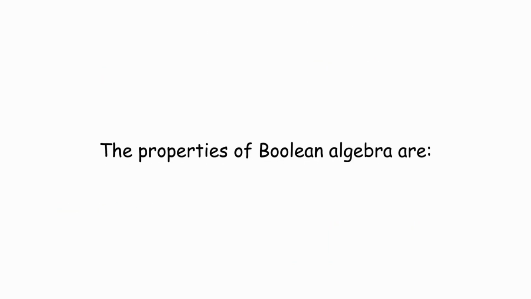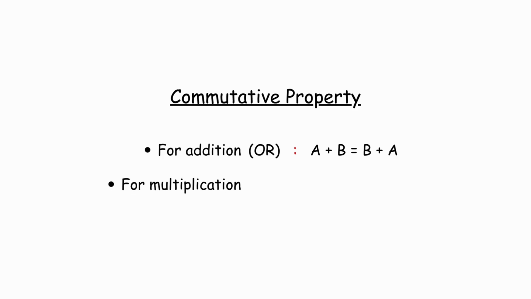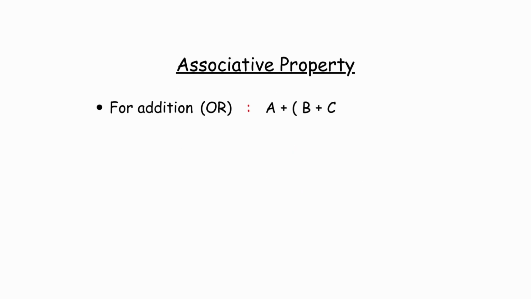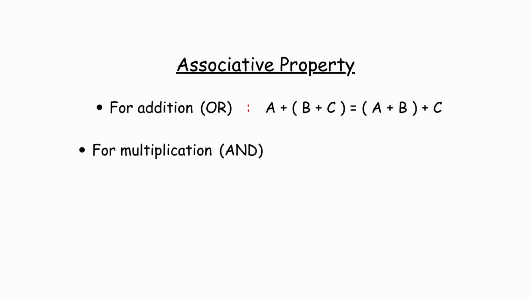The properties of Boolean algebra are: commutative property. For addition, OR, A plus B equals B plus A. For multiplication, AND, A times B equals B times A. Associative property. For addition, OR, A plus (B plus C) equals (A plus B) plus C. For multiplication, AND, A times (B times C) equals (A times B) times C.